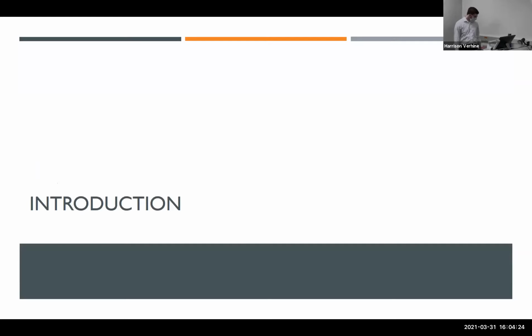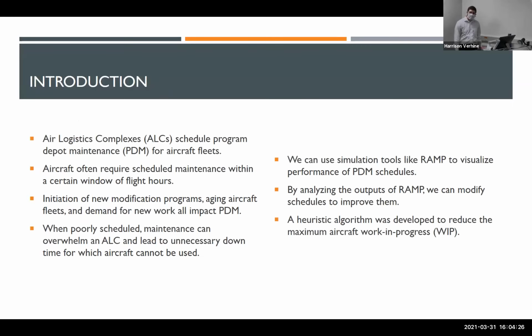All right, so we'll start with the introduction. Aircraft, just like anything else, need to be maintained. This takes time and resources. Air logistics complexes are responsible for scheduling the program depot maintenance, or PDM, for aircraft fleets. Often, aircraft require scheduled maintenance within a certain window of flight hours. And once an aircraft has reached this number of flight hours, it needs to come in for maintenance.